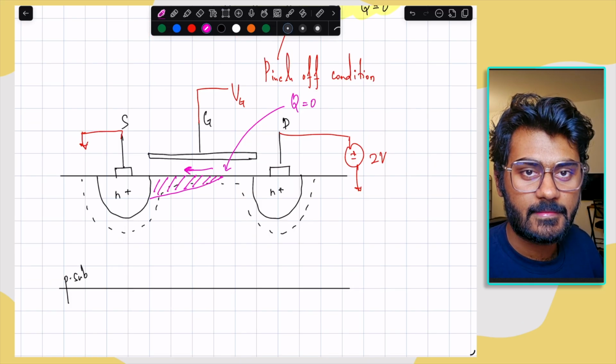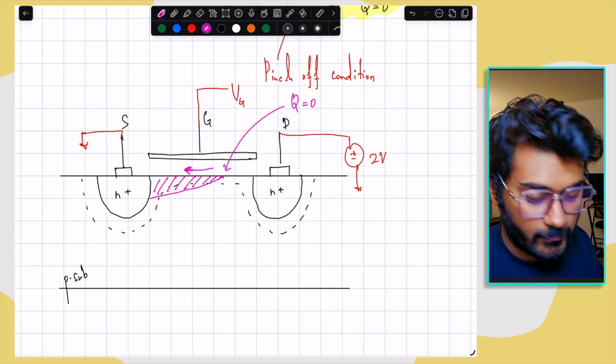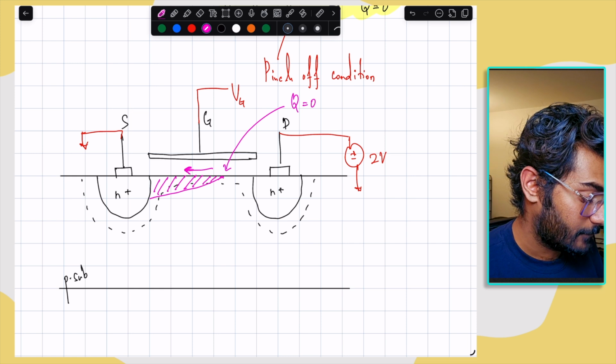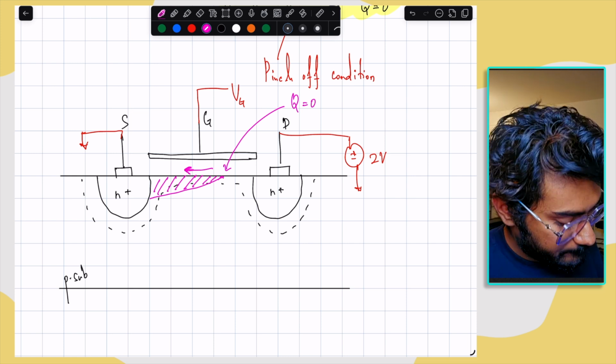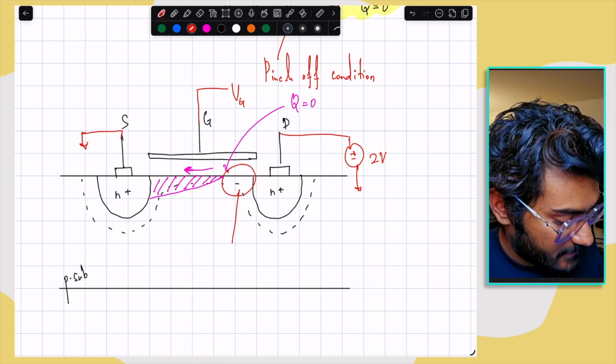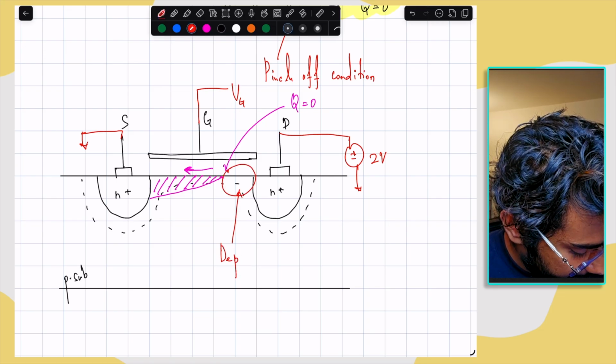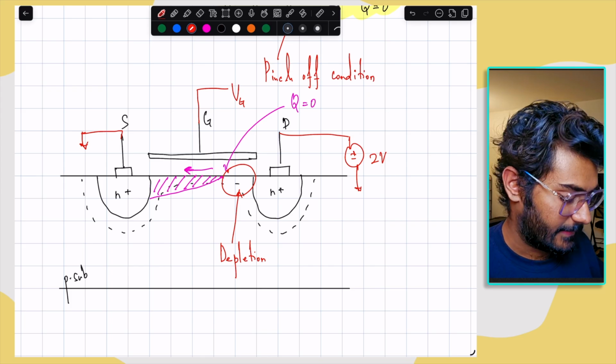But one thing to note is that the rate at which this point moves towards the left is not exactly proportional to the rate at which we increase the drain source voltage. The reason is that in this region, there are no charges. So this is the depletion region. This can be derived using simple electrostatics.